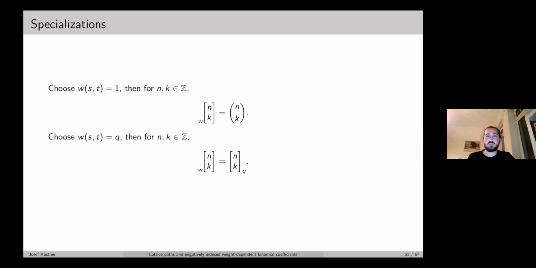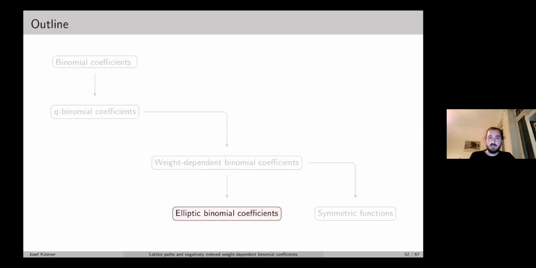And then we can do more complicated things. But I see that I only have 2 minutes left, so I will very quickly go through it and just show you what we did. We have mainly two important specializations, which are nice here. We have elliptic binomial coefficients, which were the motivation for doing this whole weight-dependent thing. And also we can specialize to some symmetric functions.